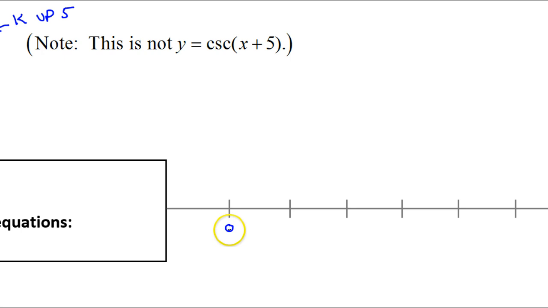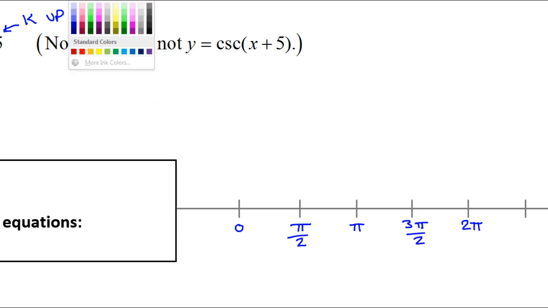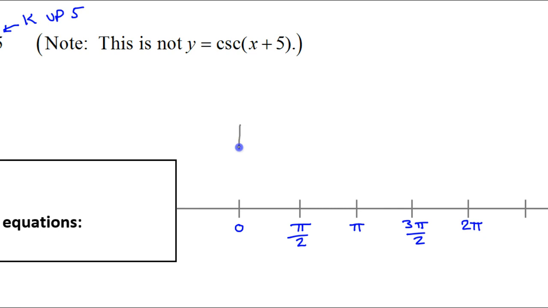So if this is 0, then if I go out 1, 2, 3, 4, then this should be my full period of 2 pi. There's no phase shift, so I can just do it using my common sense. Half of 2 pi is pi, half of that is pi over 2, and this should be 3 pi over 2. Okay, so that's happening. And so here's my y-axis kind of doing its thing.